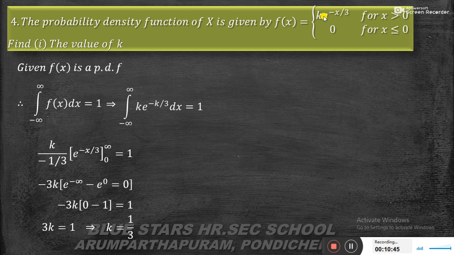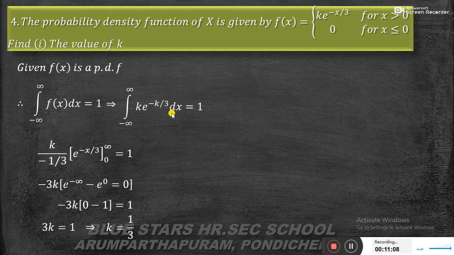So now first we find out the k value. First we take the condition, total probability equals 1. Total probability means integral from minus infinity to plus infinity of f of x dx equals 1. This is the total probability. So now I substitute the f of x. The f of x value is k into e power minus x by 3 into dx.